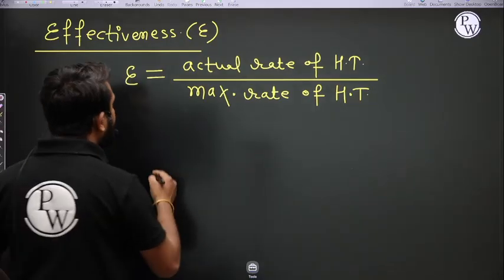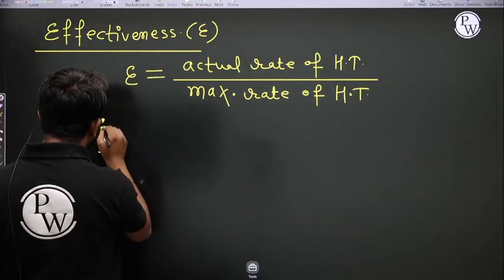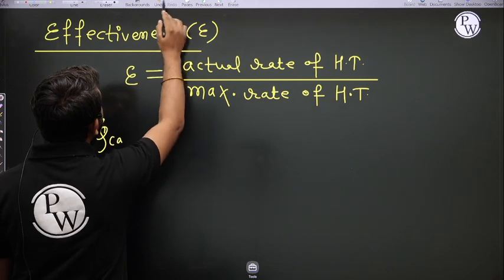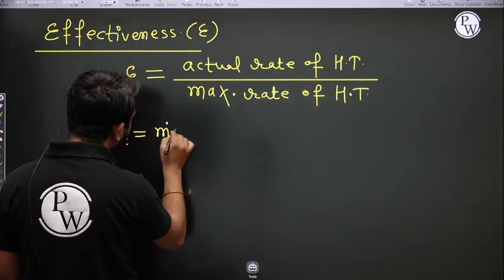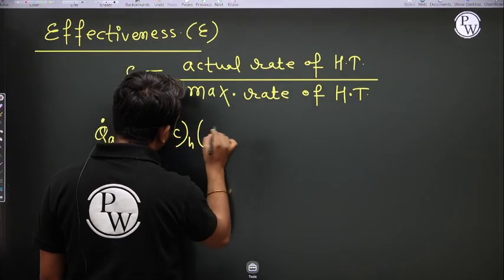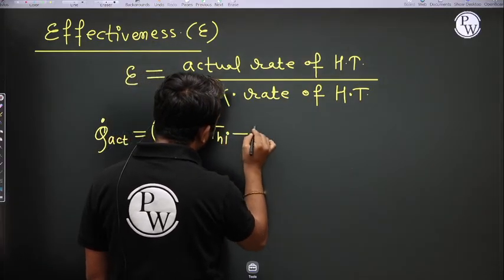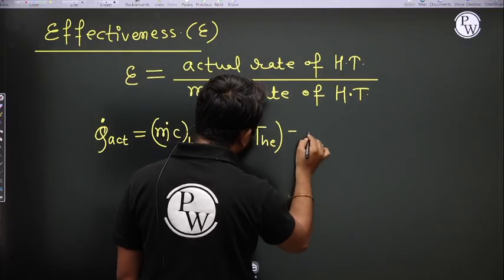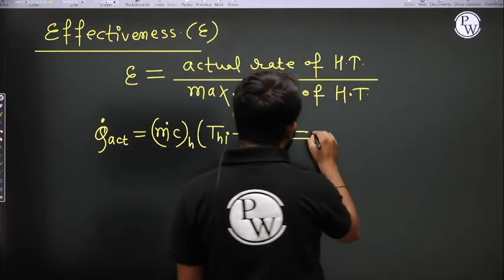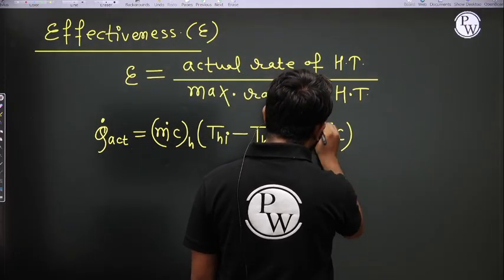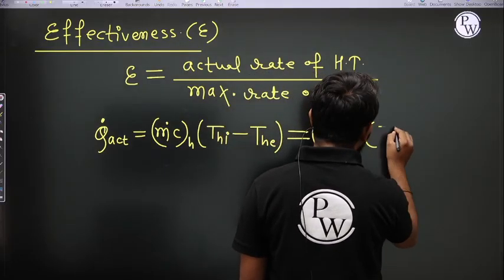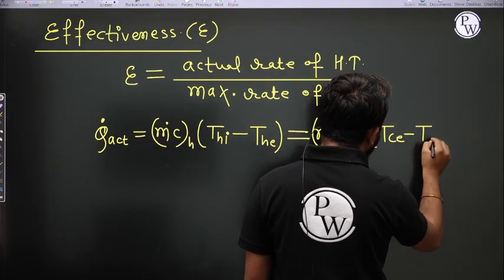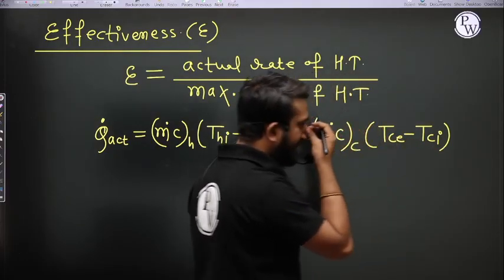So what is the actual rate of heat transfer? How do you calculate this actual rate of heat transfer? This is equal to m dot c times hot fluid inlet temperature minus hot fluid exit temperature. This is the actual rate of heat transfer, and this is also equal to m dot c times cold fluid exit temperature minus cold fluid inlet temperature.